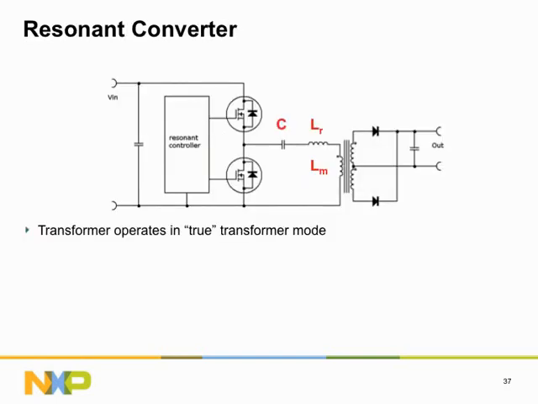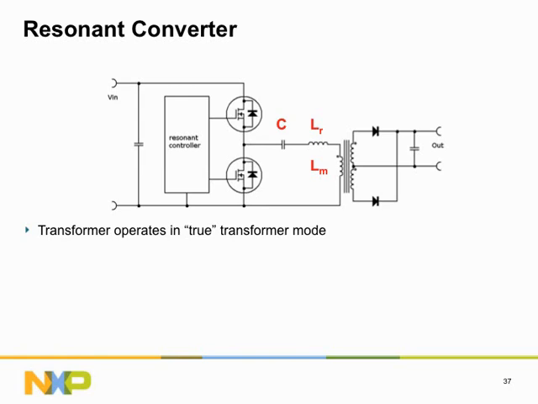A completely different type of SMPS is the resonant converter. In this example, we show the frequently used so-called LLC resonant converter topology. The first L is the magnetization inductance of the transformer, LM. The second L is the series or resonant inductance, LR. And C is the capacitance in series with these two inductances.